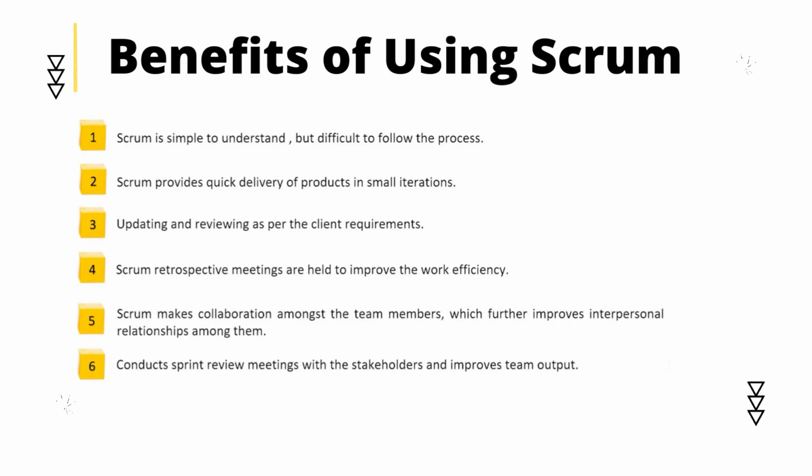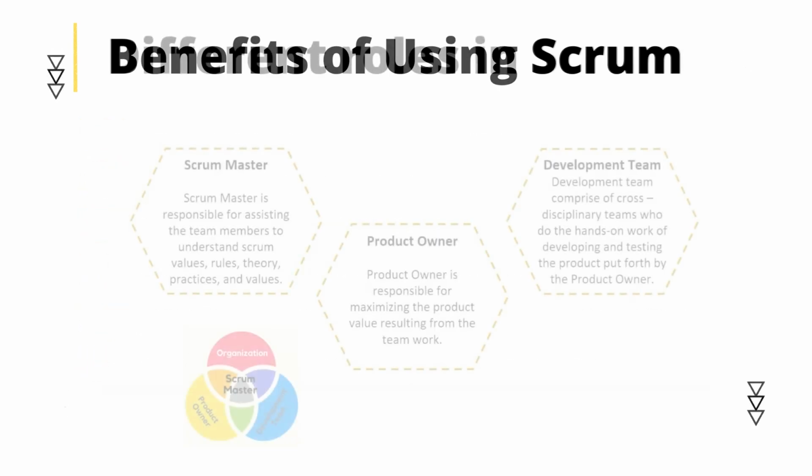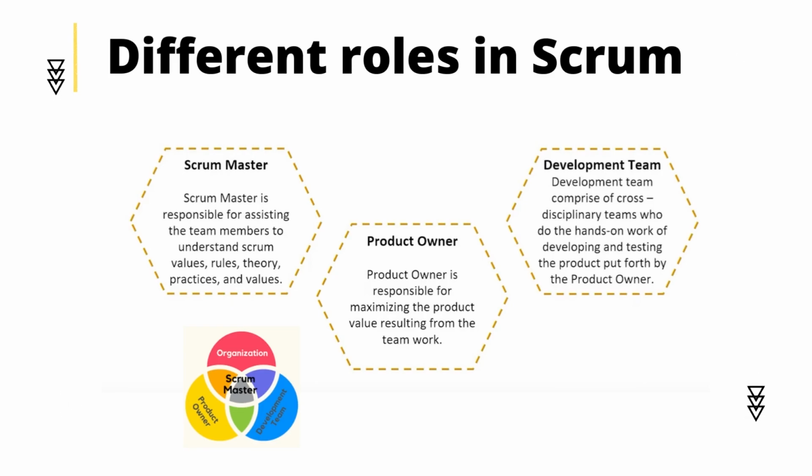Scrum makes collaboration amongst the team members, which further improves interpersonal relationships among them. It conducts sprint review meetings with the stakeholders, and improves team output. Hope you are clear of the benefits of Scrum. Moving on, let us discuss various Scrum roles.